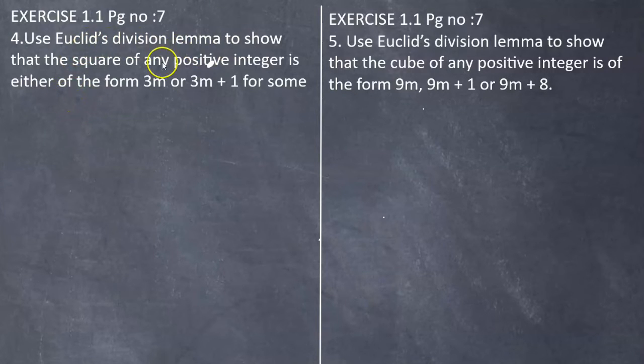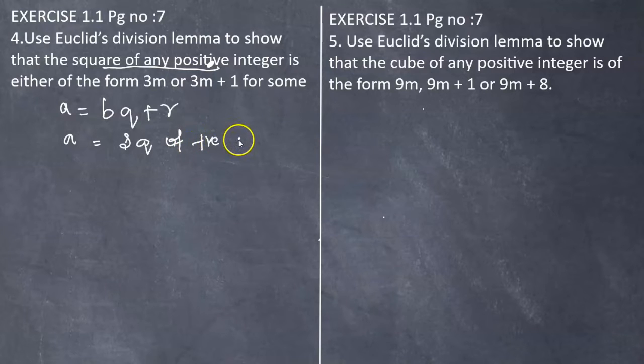So Euclid's division lemma to show the square of any positive integer. This will be the value of a. So let's start with the formula. a equals bq plus r. So a is the square of a positive integer. And the value of b equals 3.